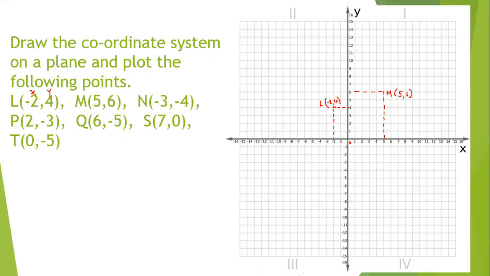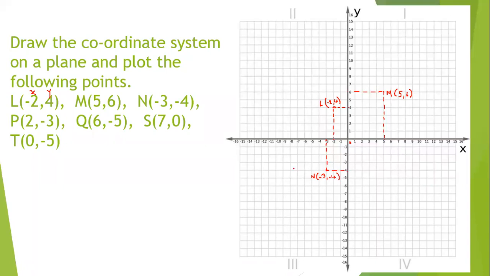The next point is N, (-3, -4). So where is -3? Over here. And on y-axis, where is -4? It is over here, downward, right? So from -3, I will start drawing the dotted lines downward, and then from -4. And here, both the lines intersect each other. So we have point N over there. And we will write the coordinates and the name also, (-3, -4).